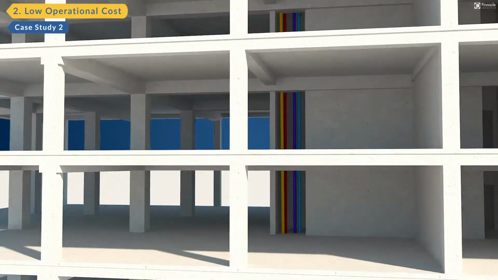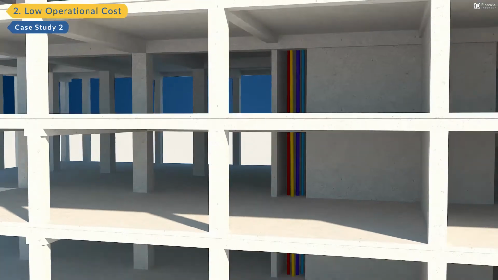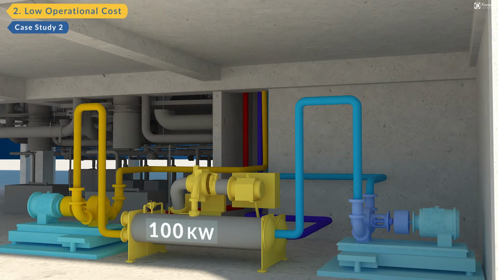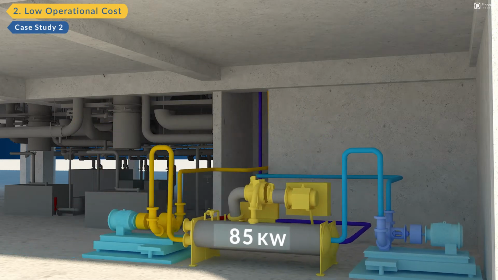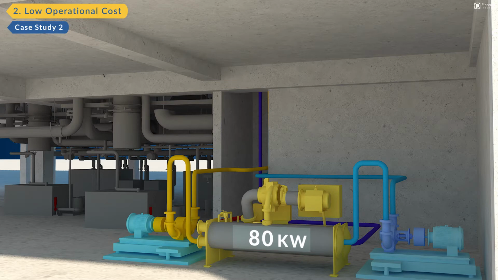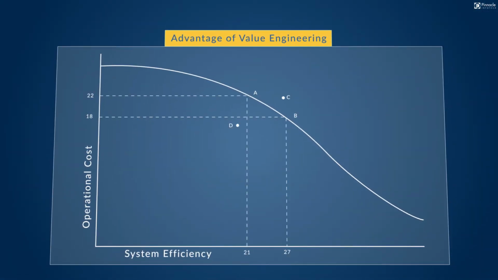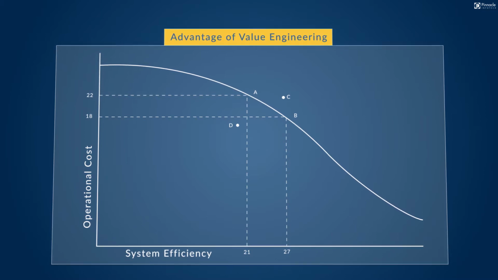According to the input drawings of the chiller pump in this multi-storied building, its power consumption was 100 kilowatts, which was higher than necessary. After VE, we optimized the energy requirement of the chiller pump and reduced the power consumption to 80 kilowatts. If we assume 12 cents per unit of electricity and 6 hours of average running per day, then the total savings over a 20-year period will be $105,120. This graph shows higher system efficiency, resulting in low operational cost.